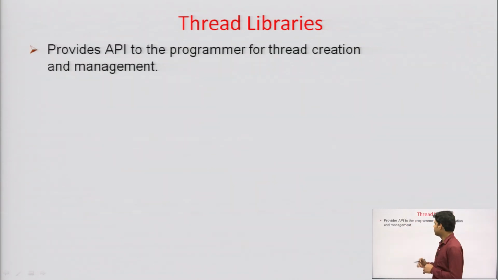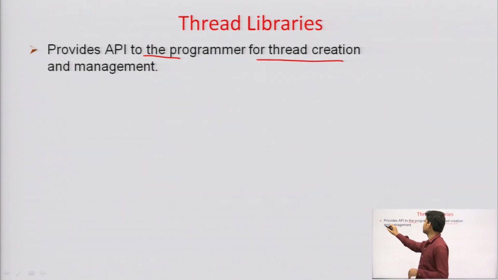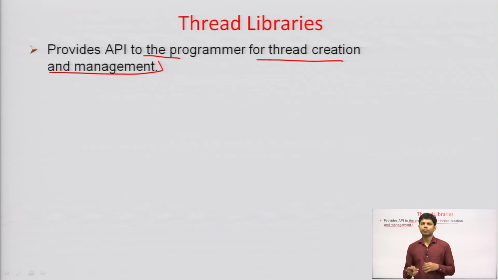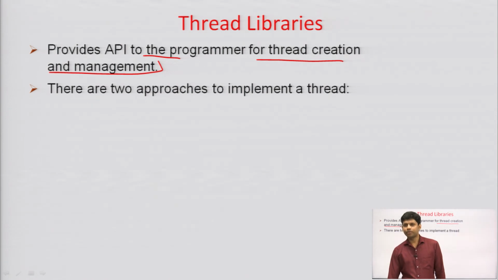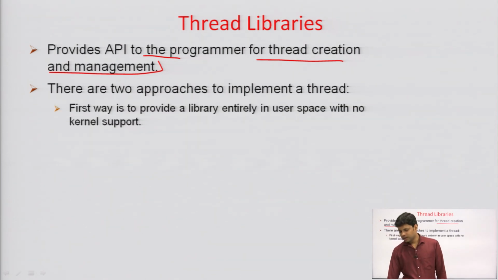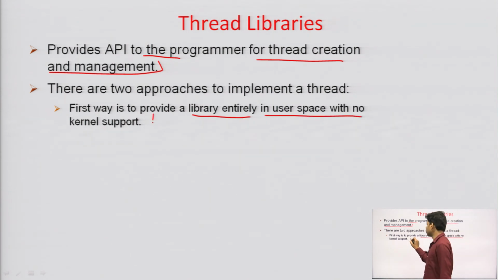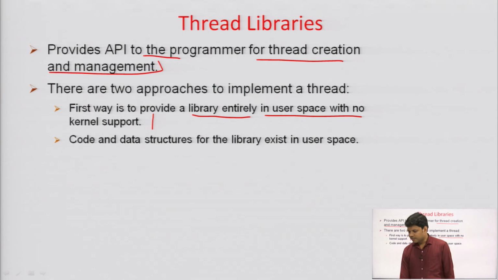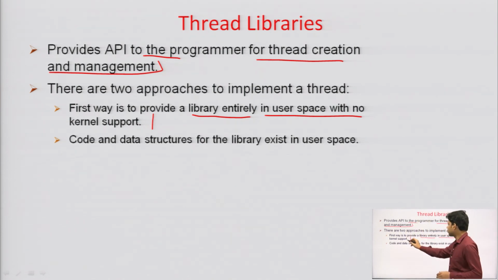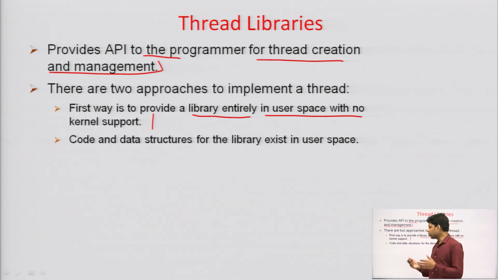A thread library provides the programmer the API for thread creation and management. So for implementing a thread, a programmer needs an API. There are two approaches to implement a thread. First way is to provide a library entirely in user space with no kernel support.